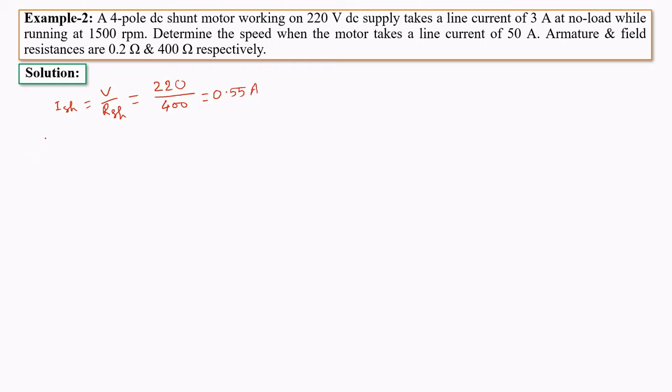At no load condition, the line current is given as, let's say, IL0. It is given as 3 ampere. Therefore, at no load condition, the armature current, that is Ia0, will be equal to IL0 minus ISH, that will be 3 minus 0.55, and it will be 2.45 ampere.